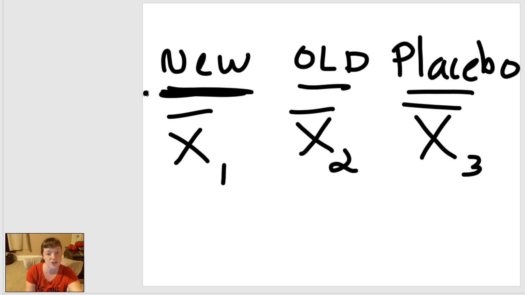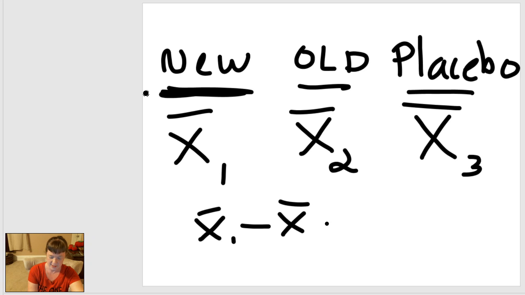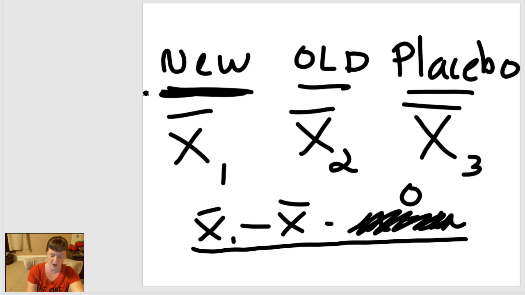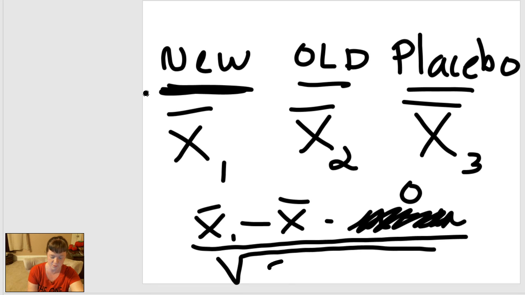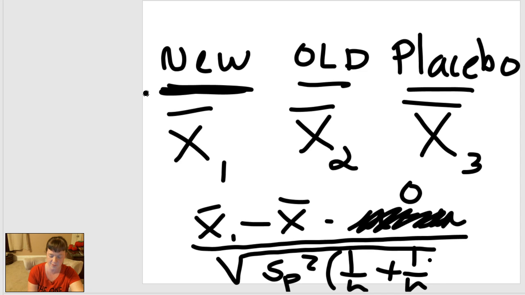Well, technically, then I could do 3 different t-tests, right? And who remembers the equation for the t-test? It's x bar minus x bar, minus the null hypothesis mean difference, which is just 0, divided by standard error, where you have pooled variance times 1 over n plus 1 over n. Take the square root of that, right? That's the independent samples t-test.